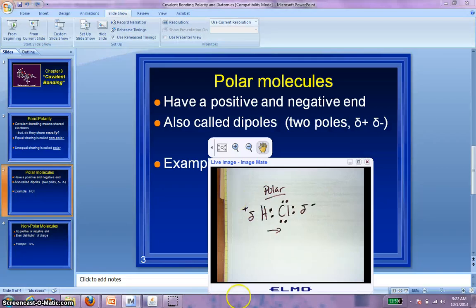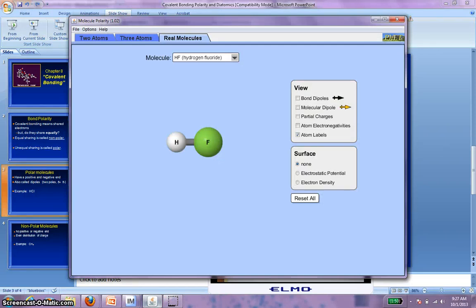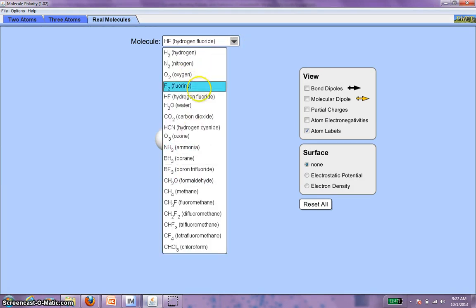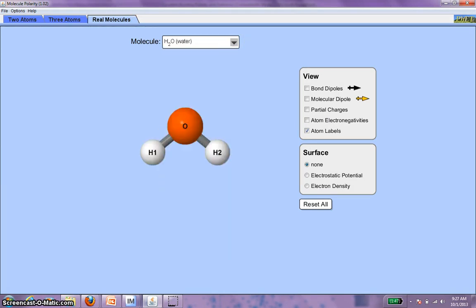Alright, so I'm going to open up a simulation. I'll post this simulation on the Moodle so that you can play around with it if you want. It has a list of a whole bunch of different molecules that I can look at. So let's look at water. Water is H2O, so 2 hydrogens and an oxygen. I can make it show the dipoles, so we'll put the partial charges. We have the delta and a positive number here, and the delta and a negative number here. So this end is a negative side and this is a positive side, so it's polar.